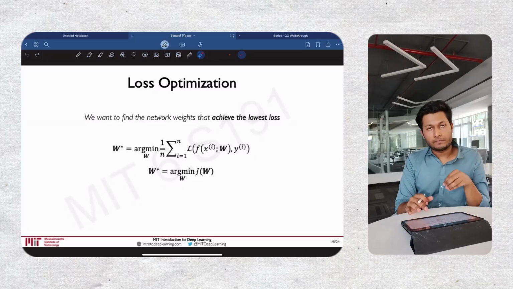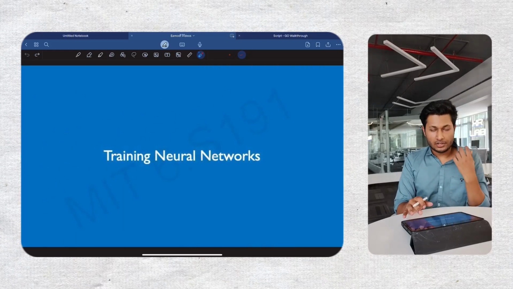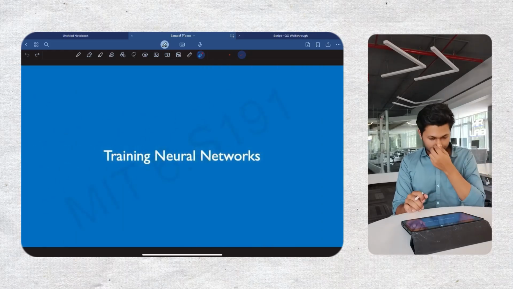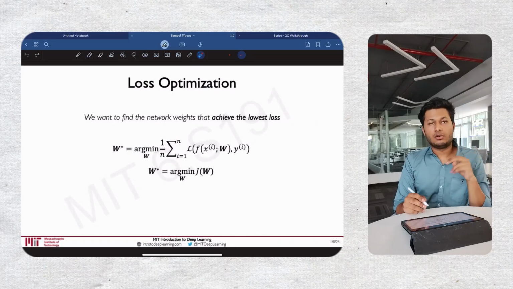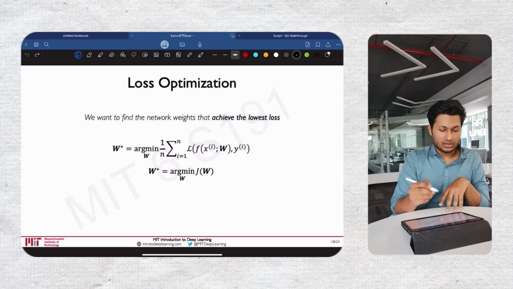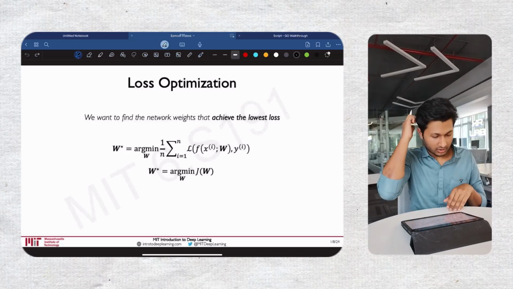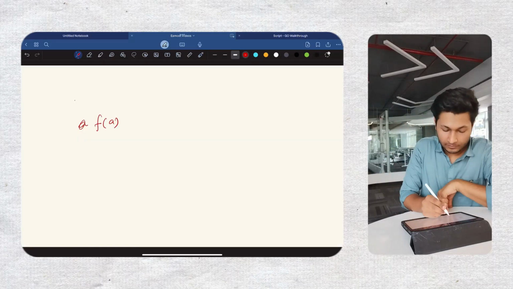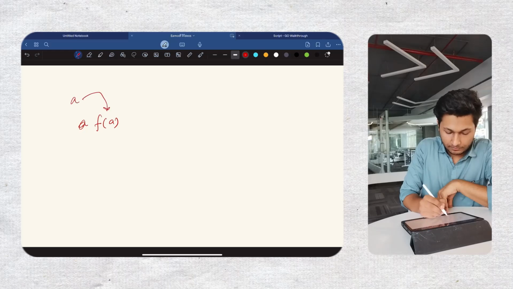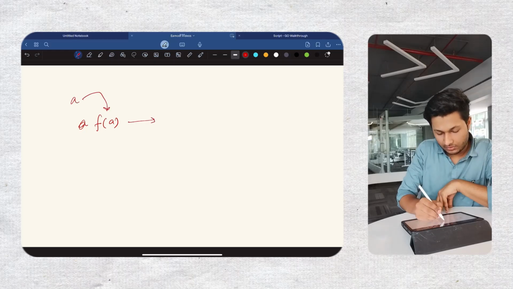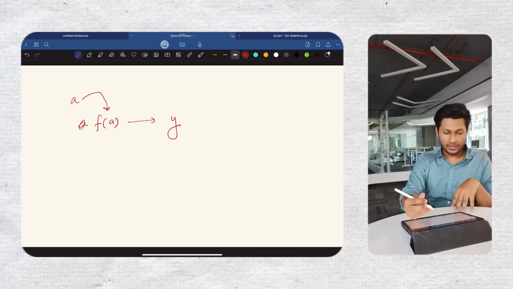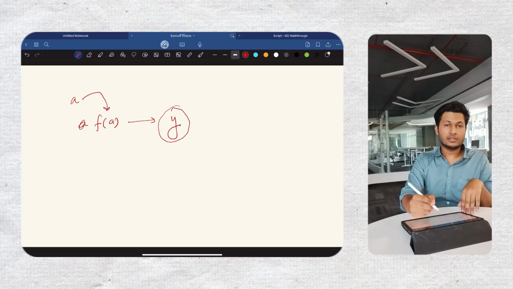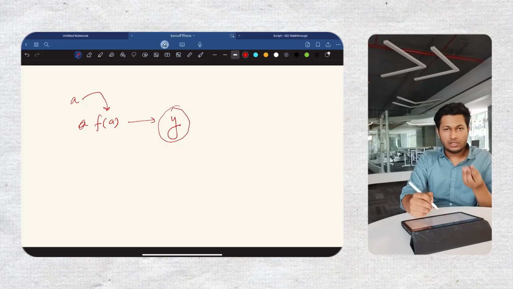Now we are going to learn how the training of our neural networks actually works. So let's see. Now we have to calculate loss optimization, and before that let me tell you what we are going to do. We have a function, we give some input to it, and this function returns some output y. Now we didn't like our output y and wanted to make some changes in y, but we can only change a.